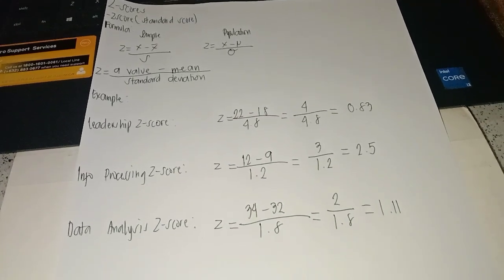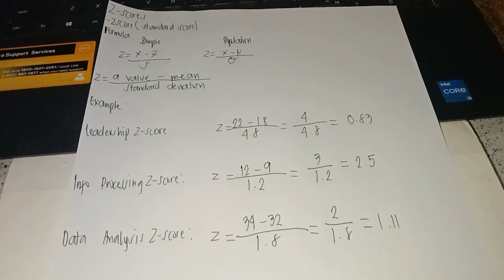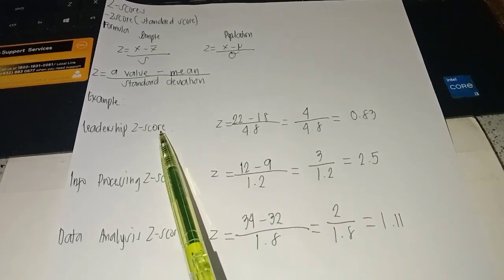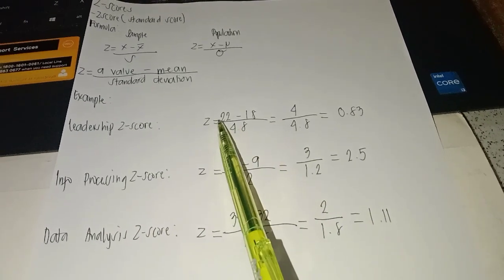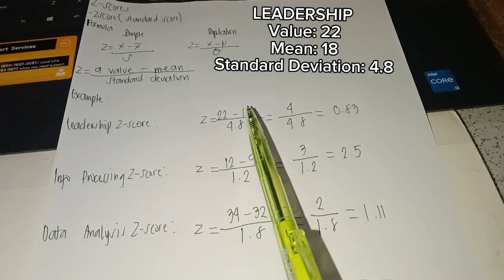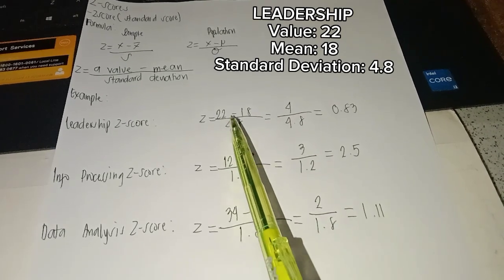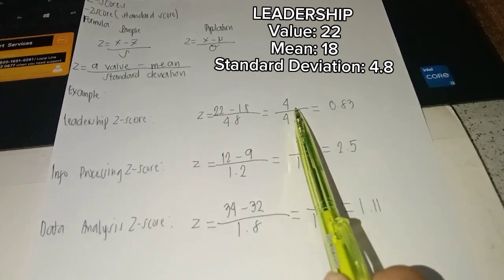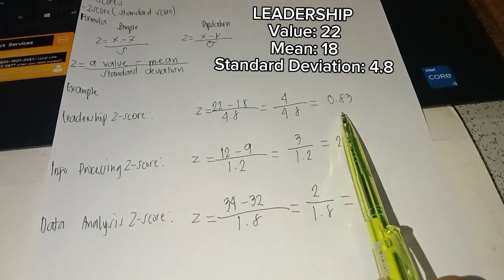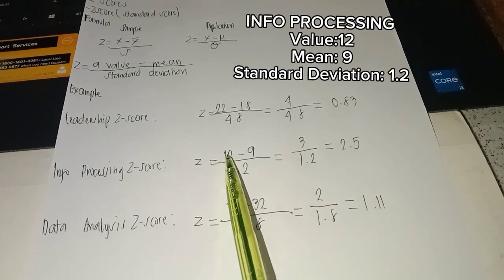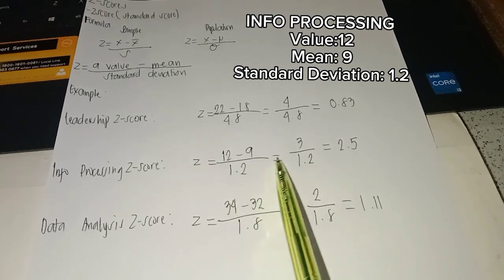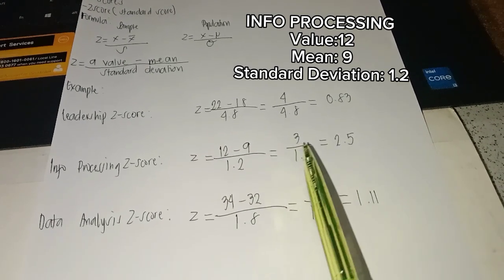In leadership, she has a value of 22, the mean is 18, and her standard deviation is 4.8. So 22 minus 18 is equal to 4, divided by 4.8, which is the standard deviation. 4 divided by 4.8 is equal to 0.83. That's her leadership.